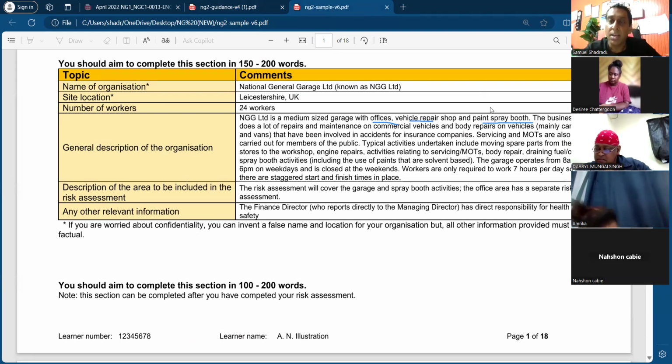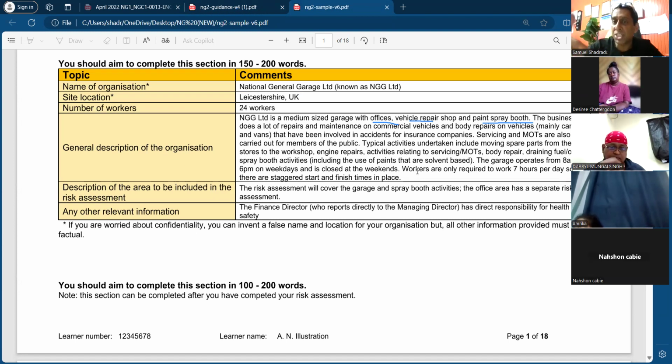Let me read this one for you. The garage operates from 8 a.m. to 6 p.m. on weekdays and is closed on the weekends. Workers are only required to work 7 hours per day, so there are staggered start and finish times in place. Listen to how I would say it. The roti shop operates from 10 a.m. to 5 p.m. Mondays to Fridays. Full stop. On the weekends, there is a shift system in place from 9 a.m. to 12 p.m. That's what I would say in my roti shop example.